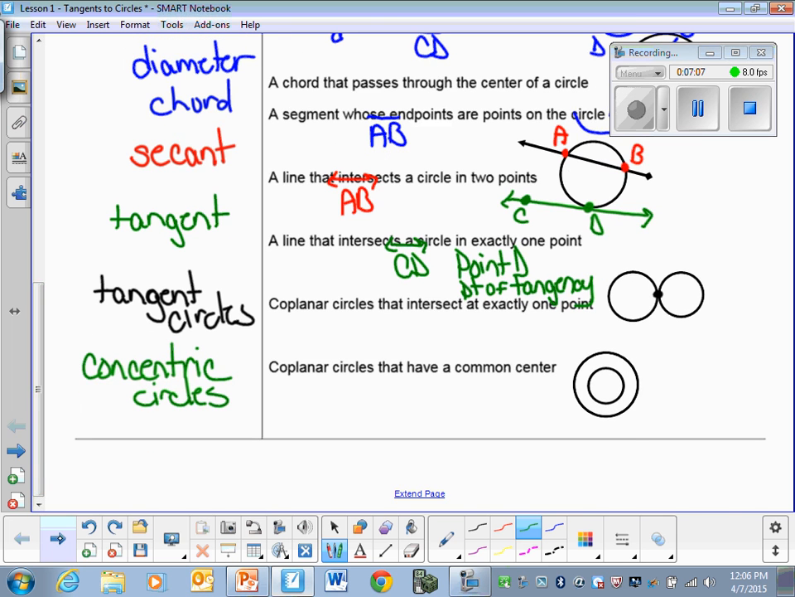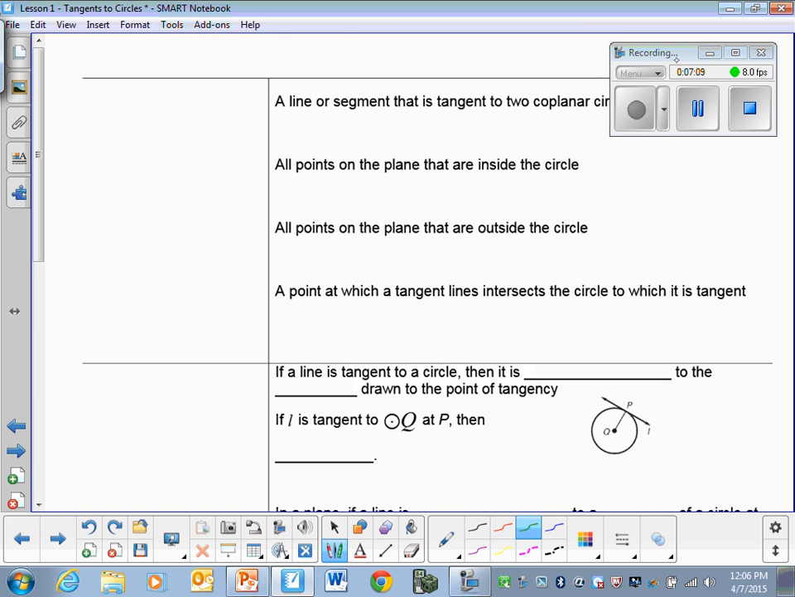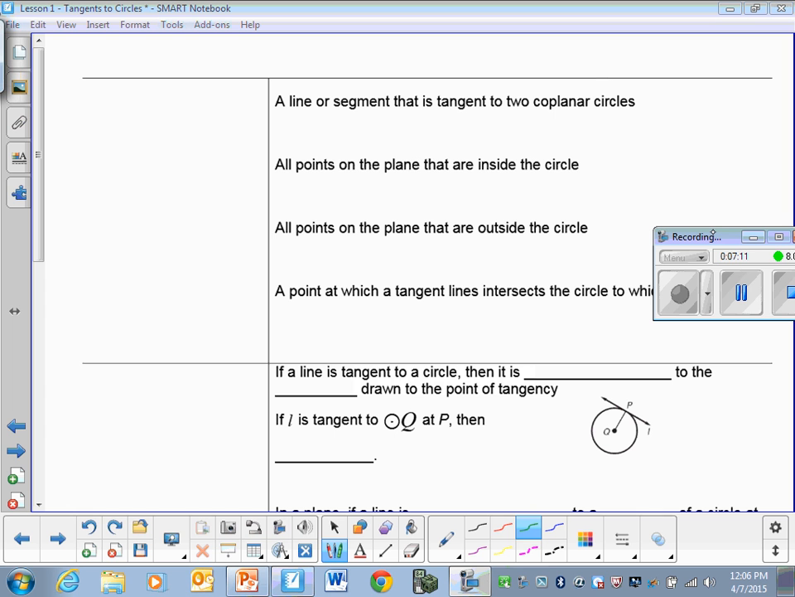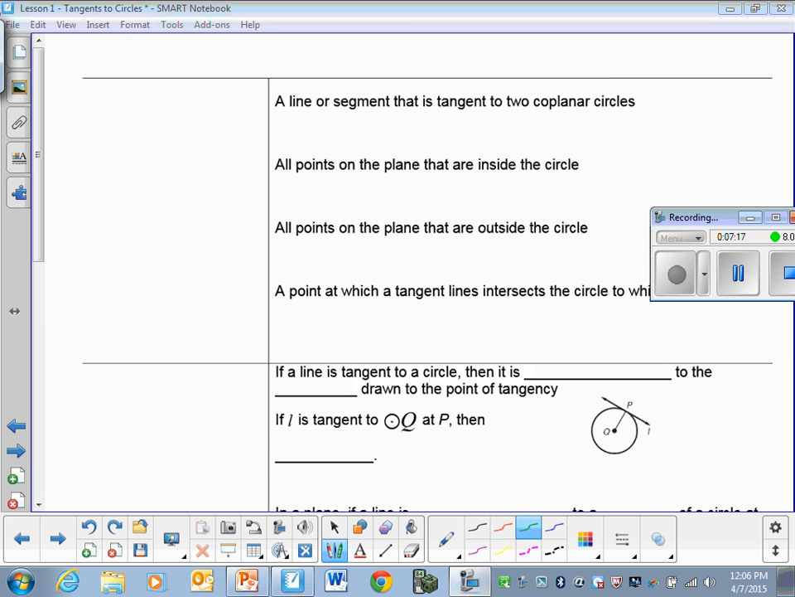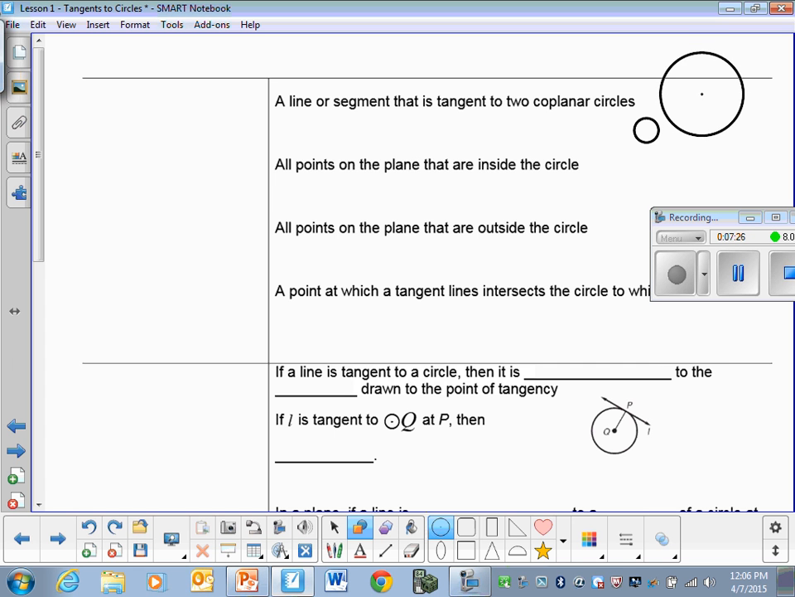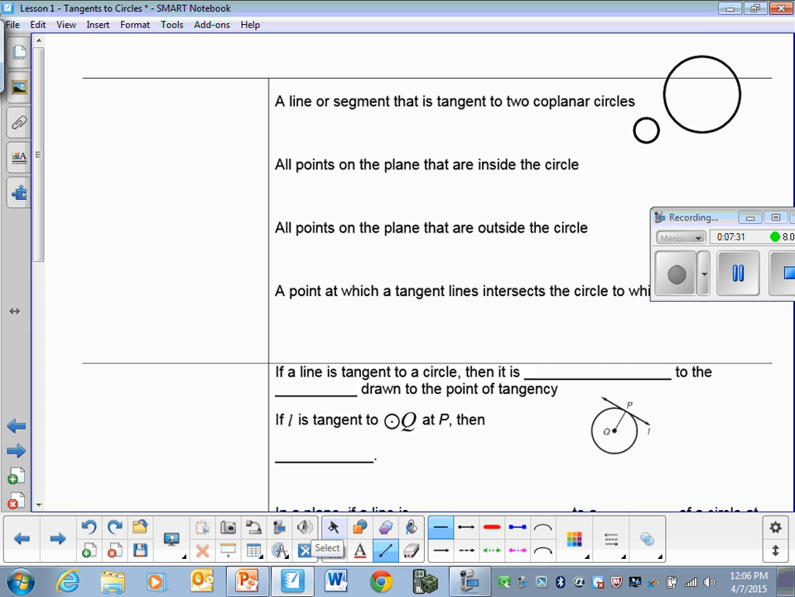Next page. A line or segment that is tangent to coplanar circles is called a common tangent. So let's get a couple circles going. Let's do a small one. Let's do a bigger one. Okay, I can have what's called an external tangent. You have to pretend that's a straight line.